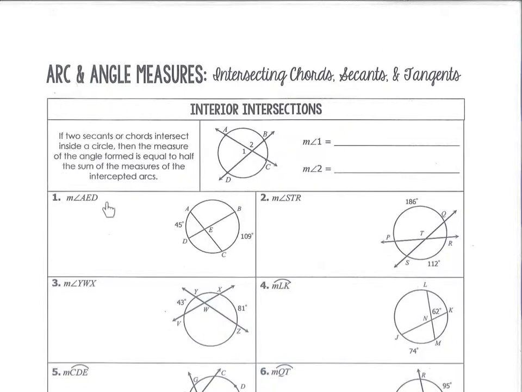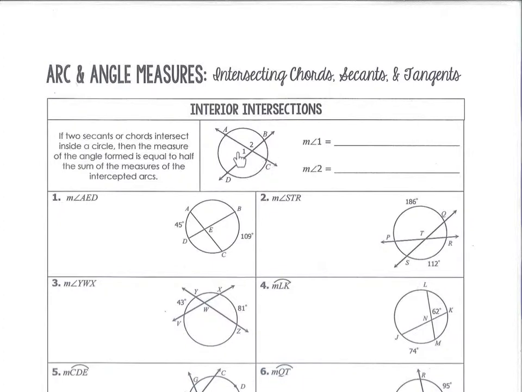So look at this theorem right here. If two secants or chords intersect inside of a circle, and you can see that happening right here. These are two secants, aren't they? And they're intersecting inside the circle right there. Then the measure of the angle formed is equal to half of the sum of the measures of the intercepted arcs. So the measure of angle 1, we're going to find out right here.